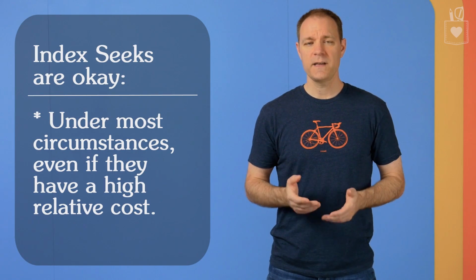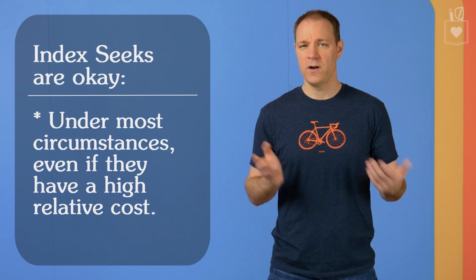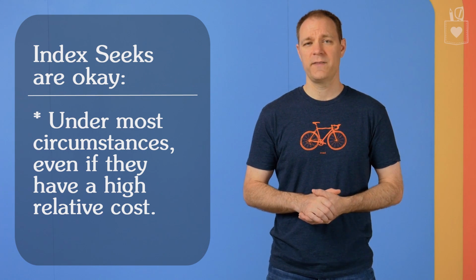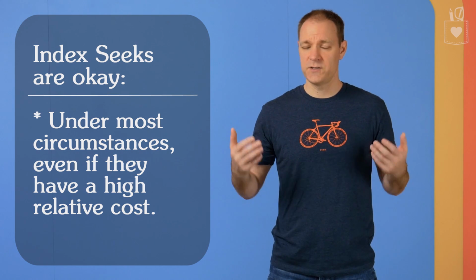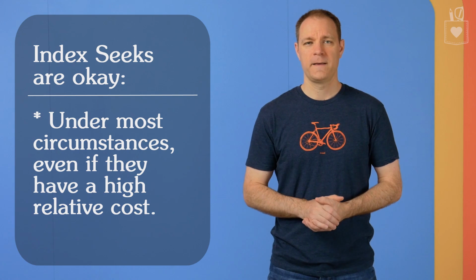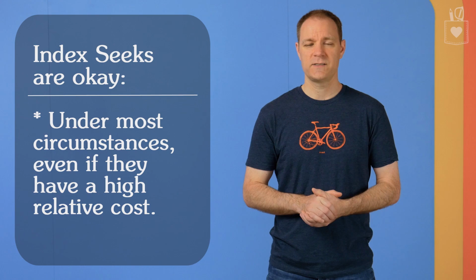So of the table scan, clustered index seek, index scan, and index seek, the index seek is usually going to be your best choice. One thing that's kind of curious about the index seek is that it's usually good even if it has a high relative cost. Because it could be that at that point there are no other operators in your execution plan that are going to be expensive by nature, and that the data retrieval part is just going to be the most expensive part no matter what. In that case, it's actually okay to have a high cost index seek.